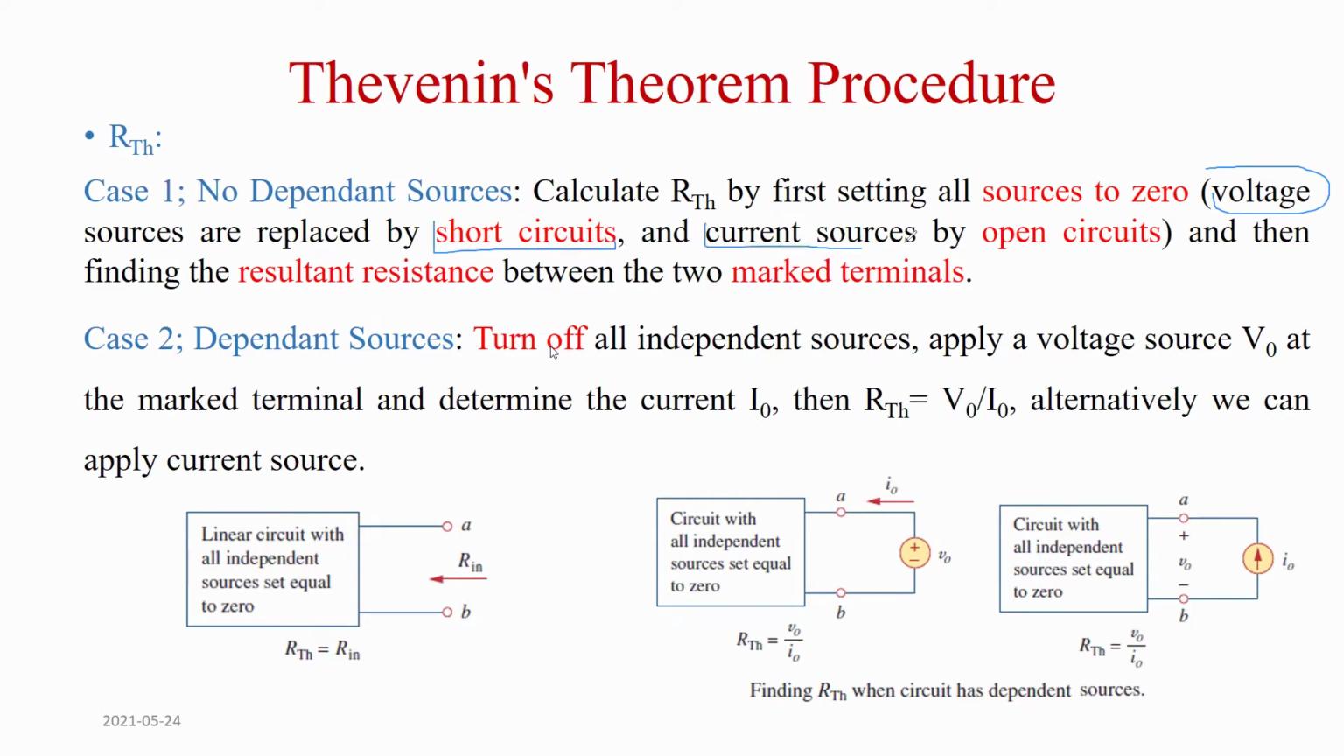Current source is replaced with an open circuit. Then you just find the total resistance. So this is how you find the total resistance. We're going to practice that.